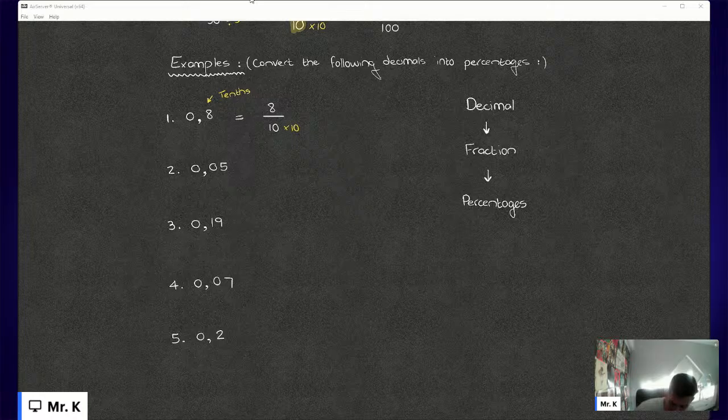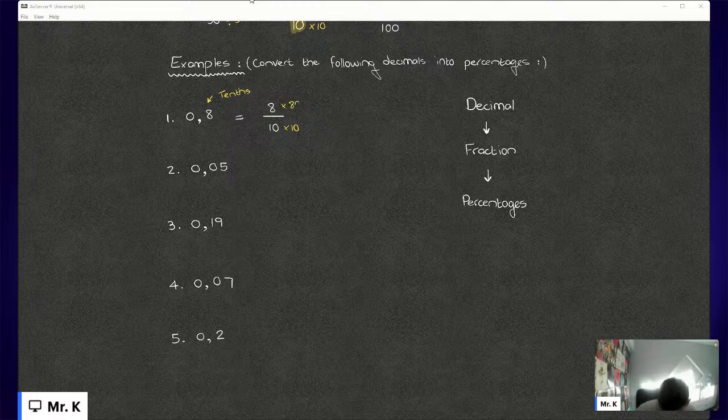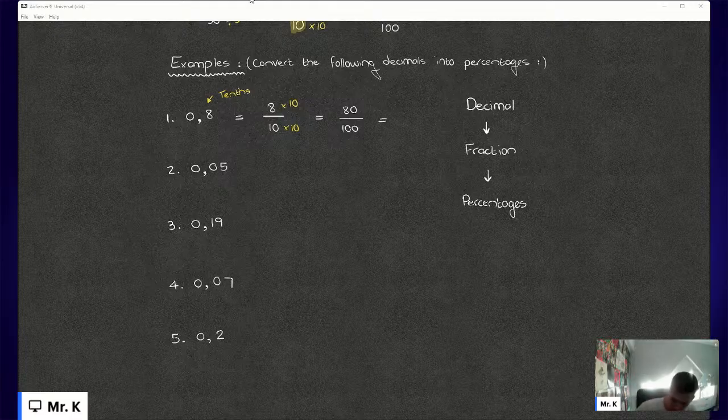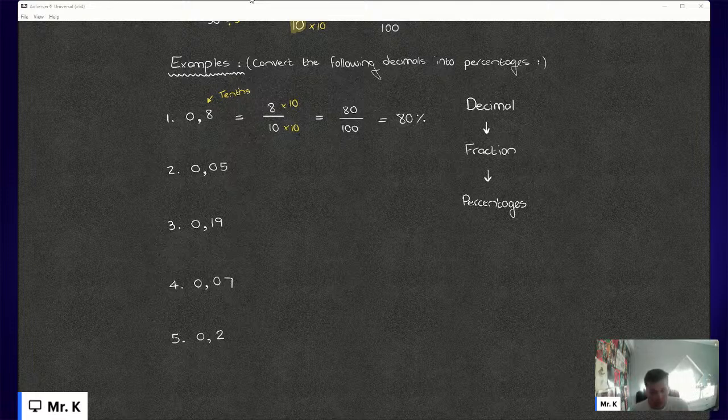So, we're going to multiply by 10 in the denominator, but to avoid changing the value of our fraction, we're going to do exactly the same in the numerator. When we do this, 8 times 10 in the numerator, oh sorry guys, I wrote 80 by mistake, times 10, right? You multiply by the same thing at the top and at the bottom. 8 times 10 in the numerator gives us 80. 10 times 10 in the denominator gives us 100. And whenever we have a fraction out of 100, you may write the numerator as a percentage with the percent sign.